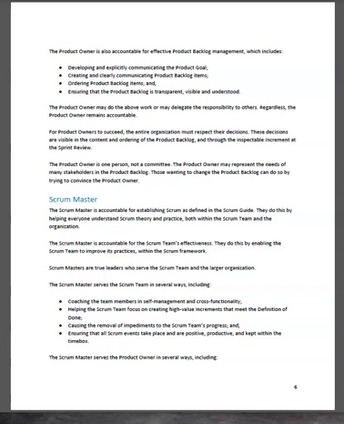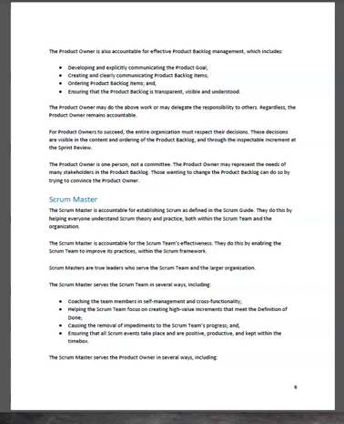For product owners to succeed, the entire organization must respect their decisions. These decisions are visible in the content and ordering of the product backlog and through the inspectable increment at the sprint review. The product owner is one person, not a committee. The product owner may represent the needs of many stakeholders in the product backlog.